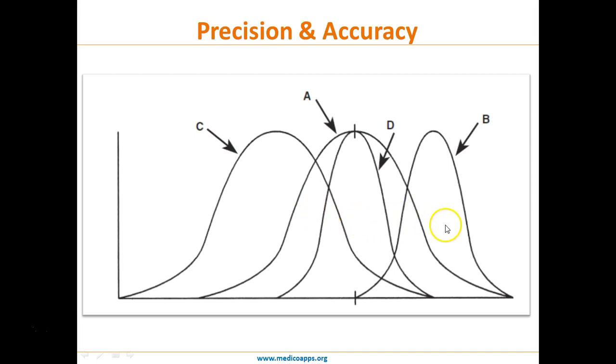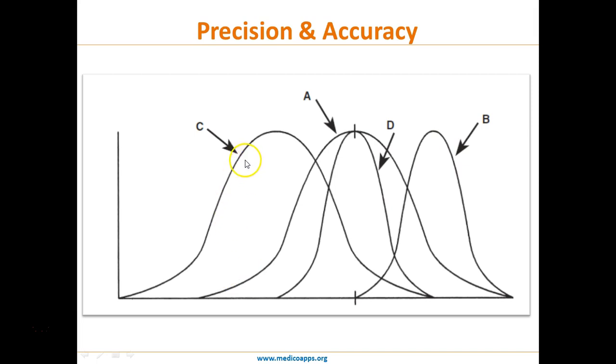I mean, the width is very high. Let's look at curve B. Curve B is biased. I mean, it is not accurate, because this is the mean of B and this is the actual mean. So this is an inaccurate observation, but it is a precise observation because the curve is very, very narrow.